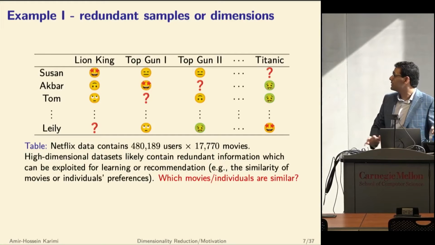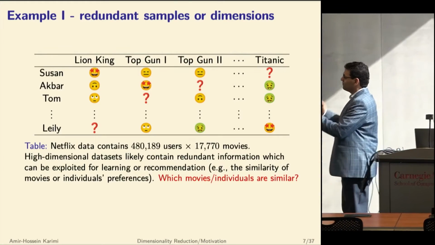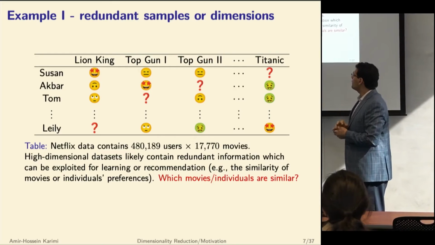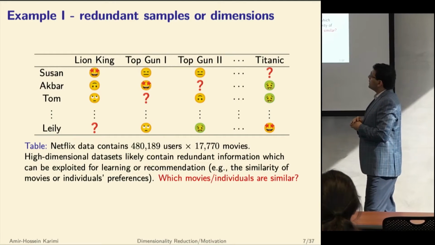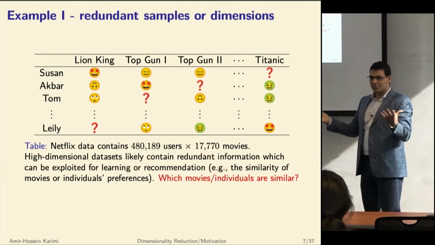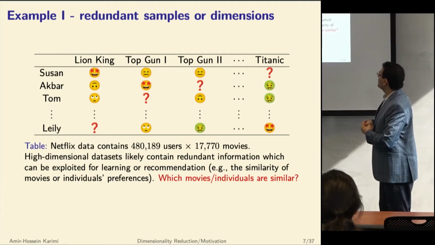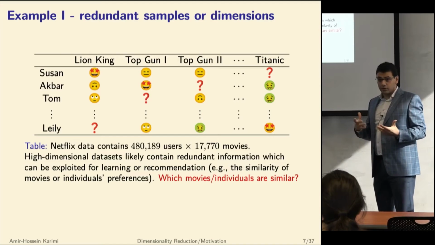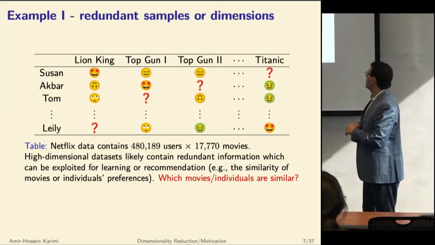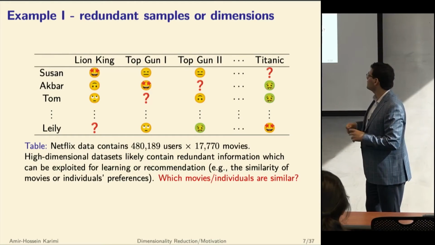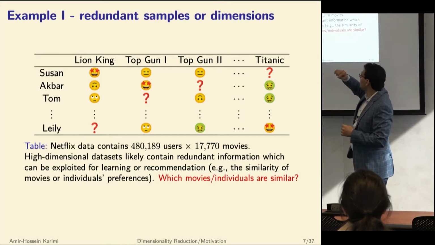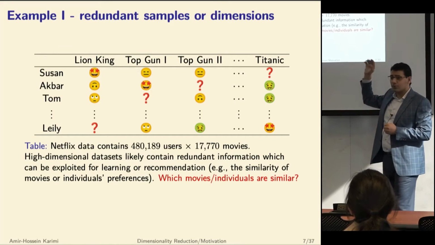OK, so let's look at a few examples. This, let's say, is the Netflix dataset comprising roughly 500,000 users and roughly 20,000 movies. It's high dimensional for obvious reasons because these numbers are quite large. And this information gathered together can be used for either learning or recommendation. One question I want to ask the audience here is, which movies, movies being in each of the columns, are most similar among the ones that you see here?